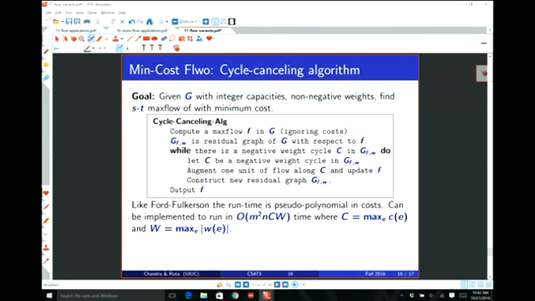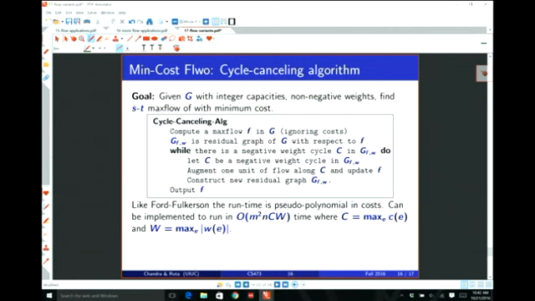Just like the Ford-Fulkerson augmenting path algorithm: if there is no path from S to T in the residual graph, you have a maximum flow. So just like that, you check for a negative length cycle. If there is one, you augment, and otherwise you say you're done. The only problem with this algorithm is that it will take a long time because we are not choosing the cycles carefully. But choosing the cycle carefully is more complicated in minimum cost flow. I won't go into the details, but you can choose nice cycles and you will get a strongly polynomial running time.